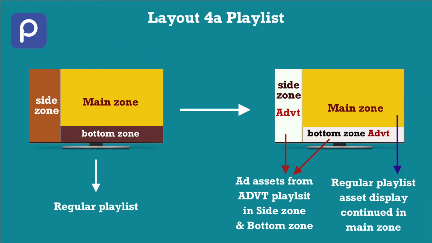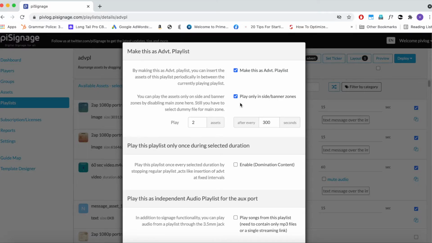Again, for this kind of advert insertion, make sure you create your advert playlist in the same layout as regular playlist. Also, when creating advert playlist only to be displayed in side zone and bottom zone, you can choose some dummy asset for main zone. The advert playlist will be displayed only in the side zone as per selected interval and asset count per instance. The main zone content of the advertisement playlist will be ignored and the display will continue showing the main zone from regular playlist. Here the option is irrelevant to us as our playlist is in layout 1. Hence we will not choose the option.